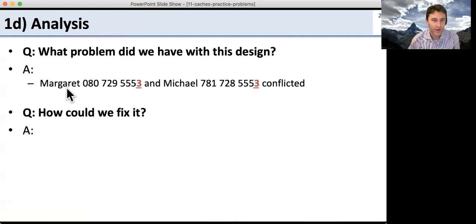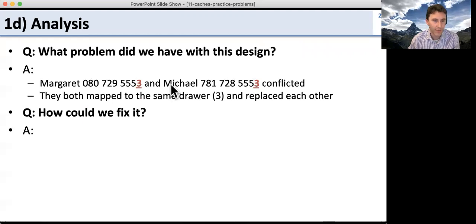All right, so let's take a look. The problem we had was that Margaret ended in a 3 and Michael ended with a 3. These two conflicted. They ended up in the same drawer because the way we figured out the index for them was by looking at the last number. So they got in the way. That meant we kicked one out, we put another one in, we kicked it out, and they went back and forth and fought for that same entry.